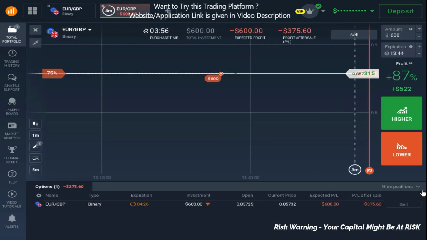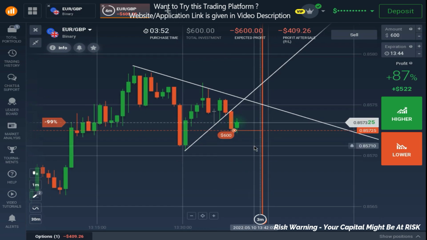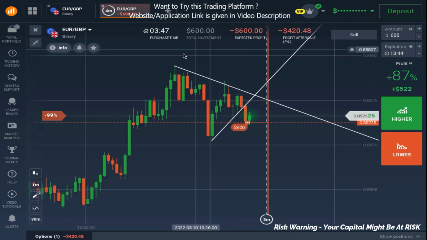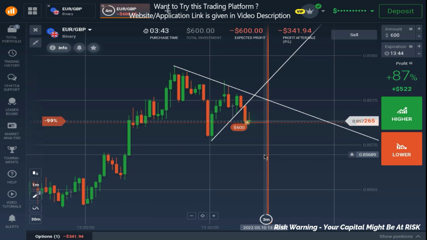So this is the trade. The trade is running in loss right now, and we have placed a 5-minute trade. I found a breakout, and the price action also suggested that the market should be falling further in the downward direction. So I placed the trade.